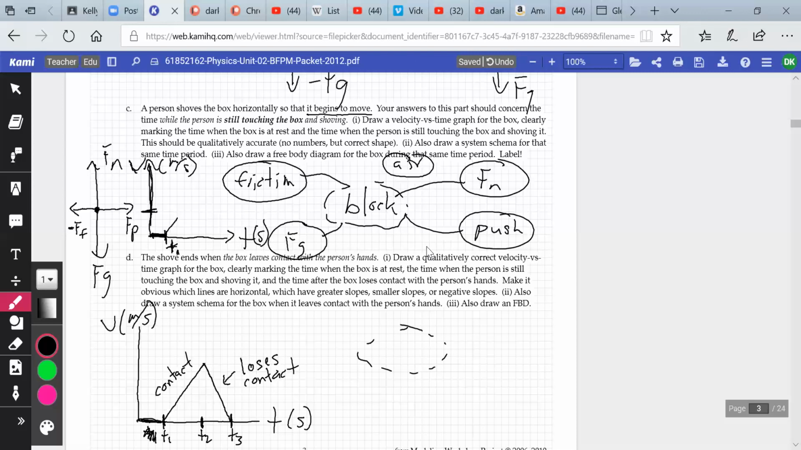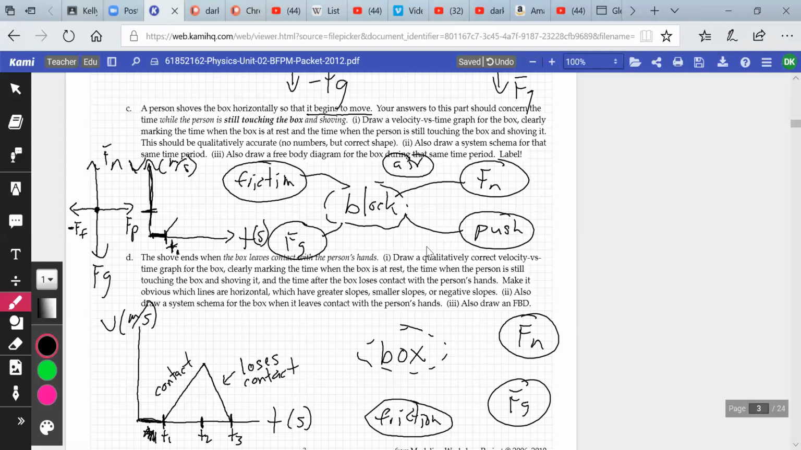So if we were drawing a system schema, the box would be the important object. And what we want to do here is label all the possible forces acting on the box: a normal force, force due to gravity, friction. I'm not concerned with air resistance. But this schema only works when I've lost contact. Friction is present, force due to gravity, and the normal force.